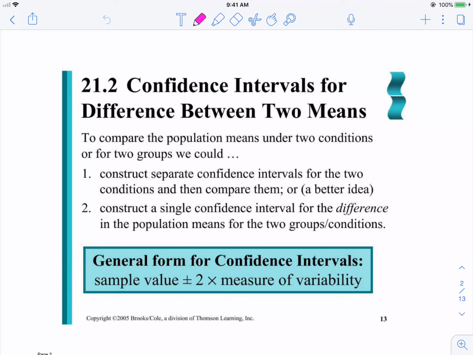What we're going to be doing today is constructing a single confidence interval for the difference in the population means for the two groups and conditions. We're still following the same general layout for a confidence interval, where we take the sample value and go plus or minus two of these, which we're now going to call measures of variability. That phrasing has changed from section to section. When we were looking at proportions, we still referred to it as standard deviation. In the previous lesson, we referred to it as standard error of the mean. Now we have this new term, measure of variability, and I'll show you how we calculate that.